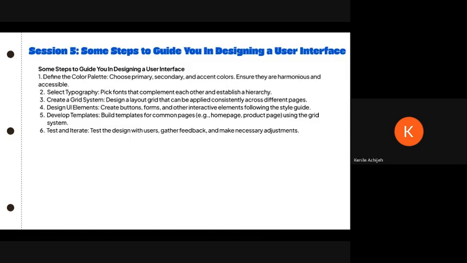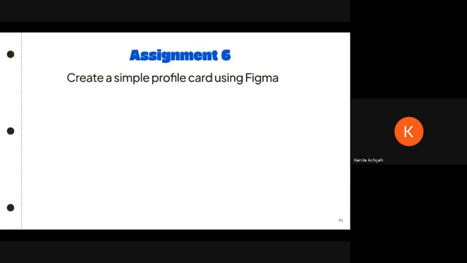Create a grid system. This helps you with alignments. Design UI elements: create buttons, forms, other interactive elements following the style guide. Develop templates. So you can build templates for common pages, home page, product page, so that you can always just duplicate and reuse if you want to create another page similar to that. Test and iterate. So that's that.